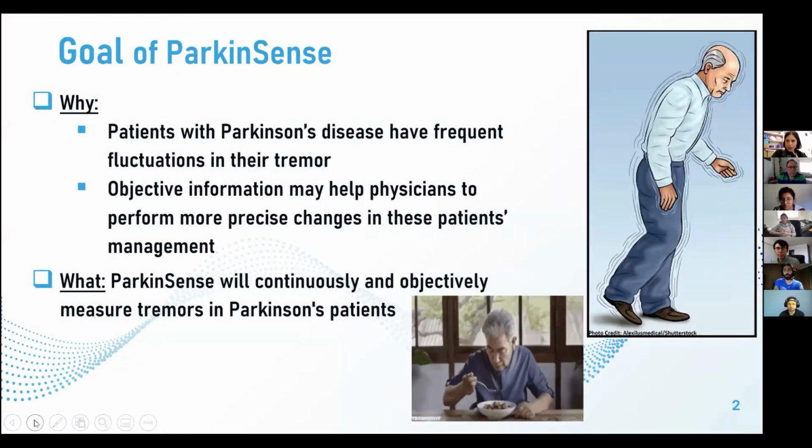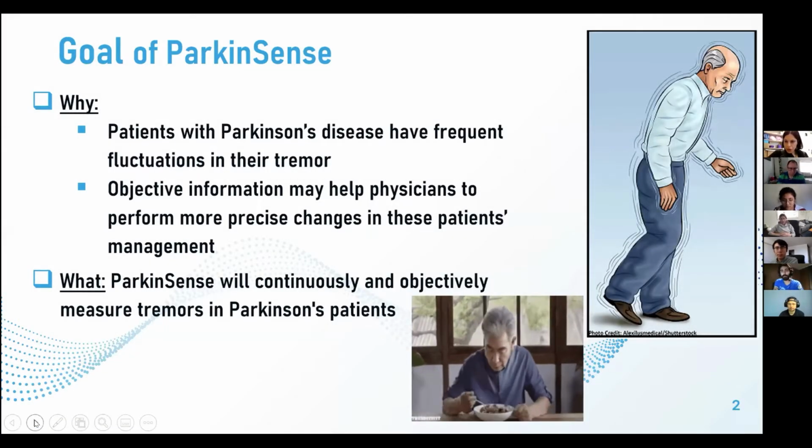So Parkinson's disease is a common neurodegenerative disorder that can present with really bothersome motor symptoms, and the main one is bothersome tremor. And patients with Parkinson's disease have frequent fluctuations in their tremor, and objective information may help physicians to perform more precise changes in their patient management. So Parkinson's will continuously and objectively measure tremors in Parkinson's disease patients.